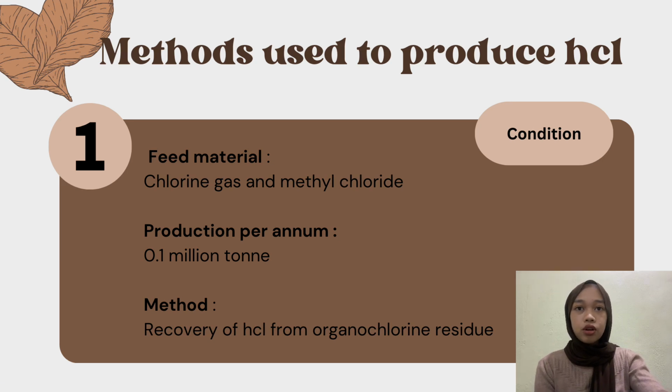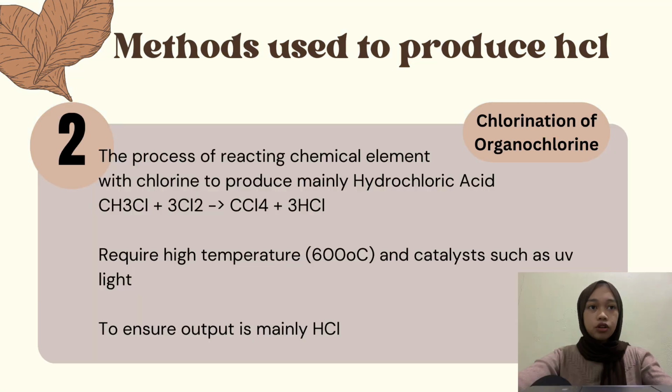For the method used to produce HCl, the condition is for the feed, we have chlorine gas and also metal chloride. The production per annum is 0.1 million ton, and the method is recovery of HCl from organochlorine residue, chlorination of organochlorine. This is the process of reacting a chemical element with chlorine to produce mainly hydrochloric acid.